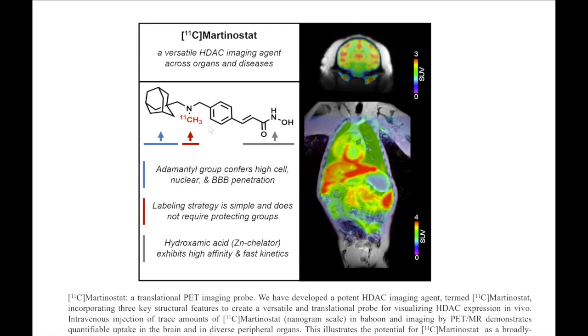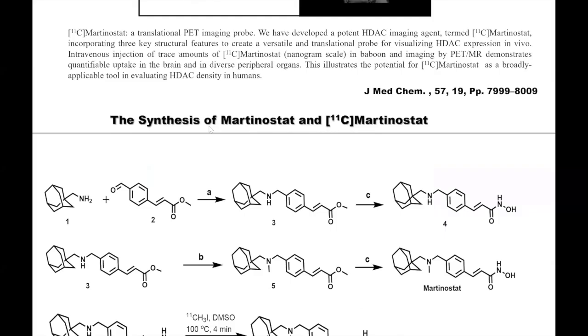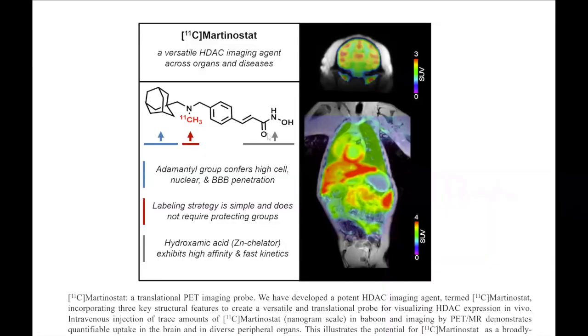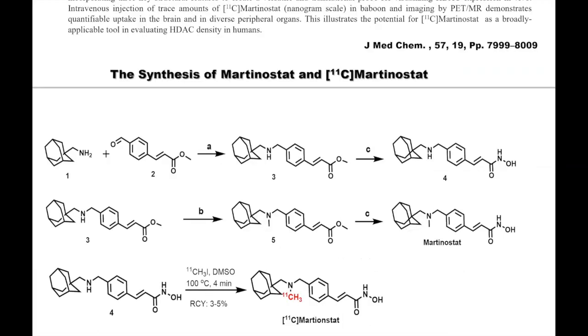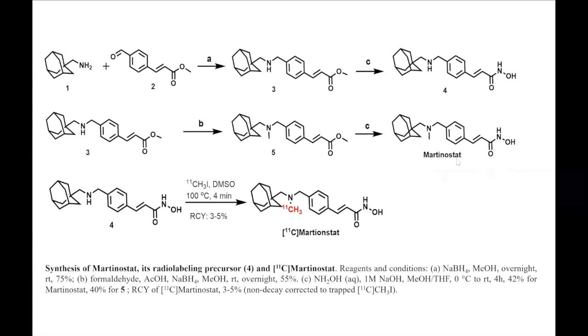The binding of this compound to HDAC is very high. We labeled it with C11 and tested in monkeys, and the brain and body uptake are very good. That means we may have a good tracer here. And the chemistry is very simple. We made Martinostat, and the precursor is very simple, made in two steps. The labeling is just one step: we heat it up with methyl iodide in solvent and get the final product we need.